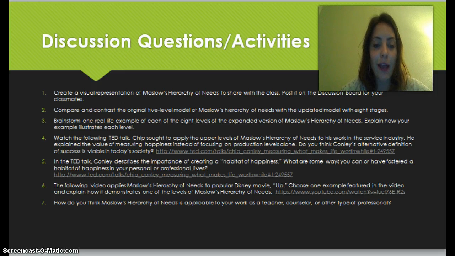Number 1. You can create a visual representation of Maslow's hierarchy of needs to share with the class. Post it on the discussion board for your classmates. Number 2, compare and contrast the original 5-level model of Maslow's hierarchy of needs with the updated model with 8 stages. Number 3, brainstorm one real-life example of each of the 8 levels of the expanded version of Maslow's hierarchy of needs. Explain how your example illustrates each level.